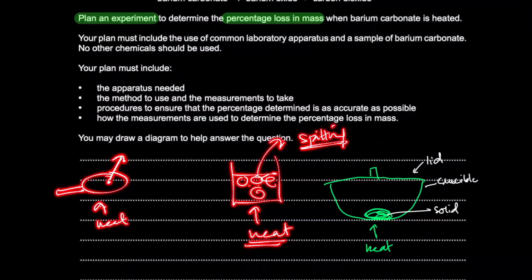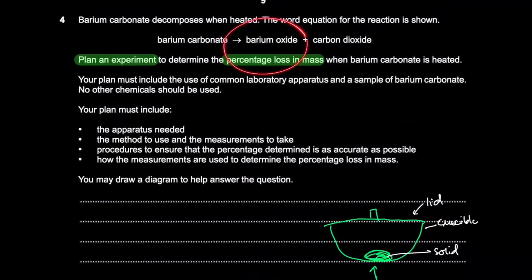Now the reason we cover it with the lid is so that we don't lose the barium oxide. Otherwise, the particles of your solid will fly into the air. You don't want to lose that. You need to know how much barium oxide was left, because you take the initial mass of barium carbonate and the final mass of barium oxide, and you can find the difference, and that will tell you how much mass was lost. So you don't want to lose any of the solid.